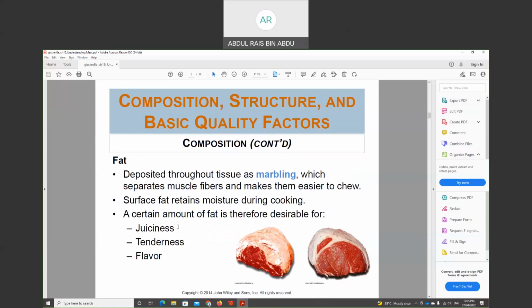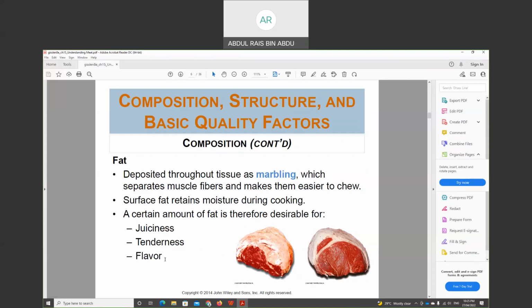All right. The third element yang persist dalam meat ialah lemak atau fat lah. Okay. Selain daripada pemberi tenaga, peranan fat dalam daging ni is dia kata apa? Is deposited through tissue as marbling, which separates muscle fibers and make them easier to chew. Surface fat retains the moisture during cooking, and a certain amount of fat is therefore desirable because we want to maintain juiciness, tenderness, and of course flavor.